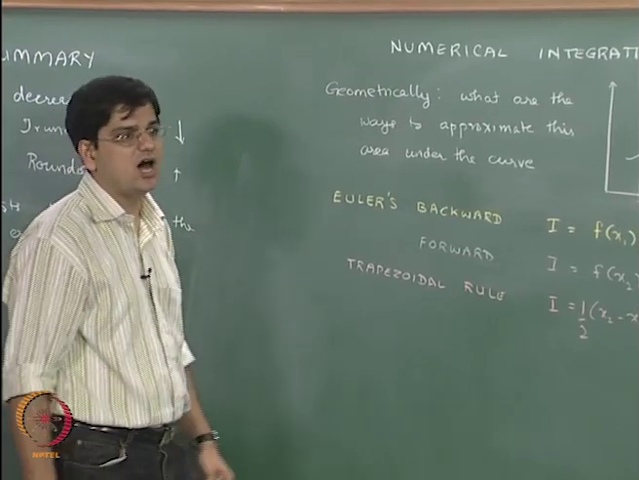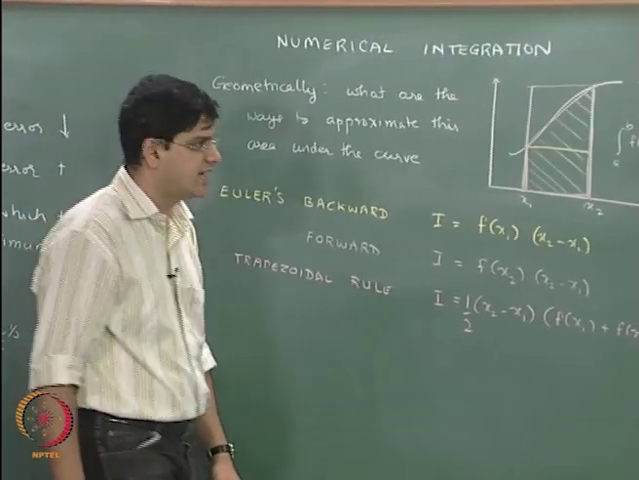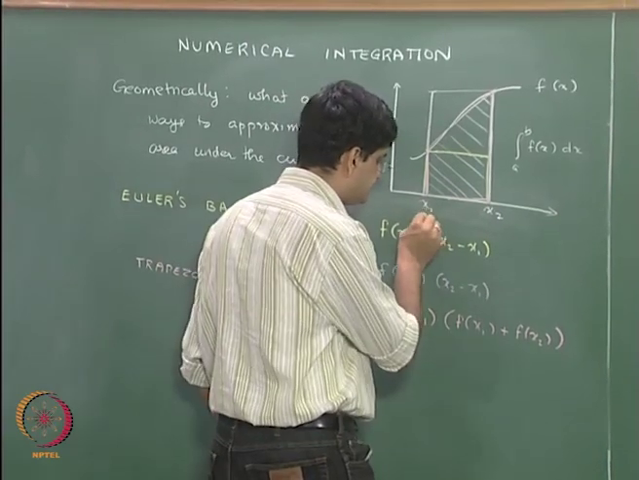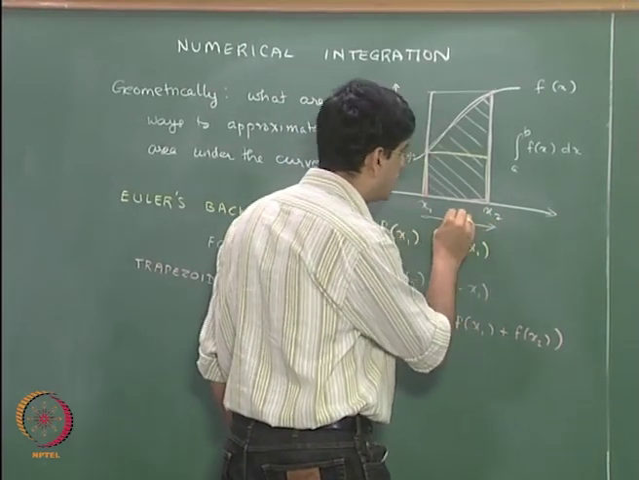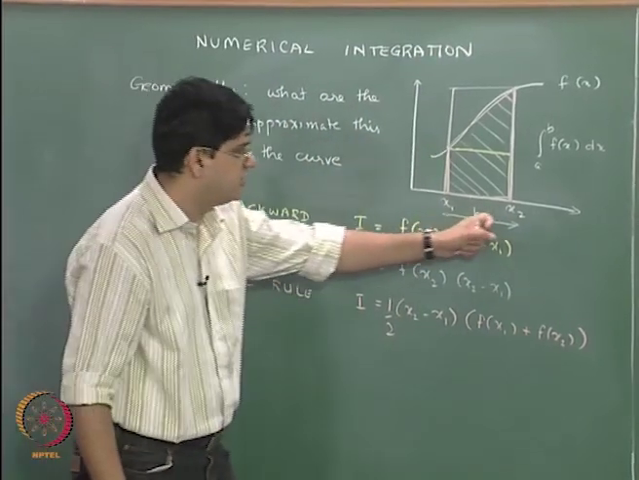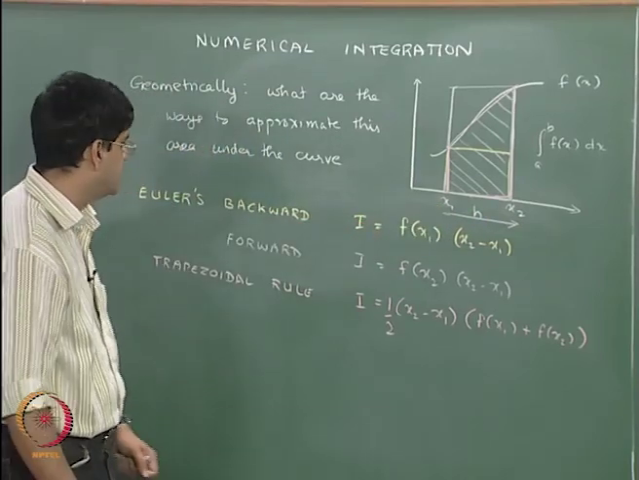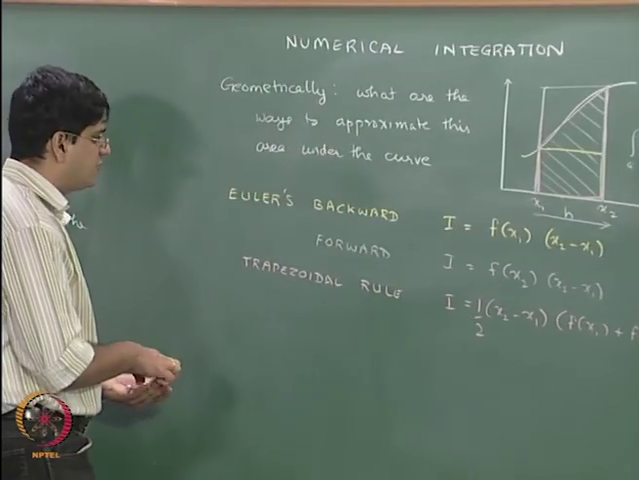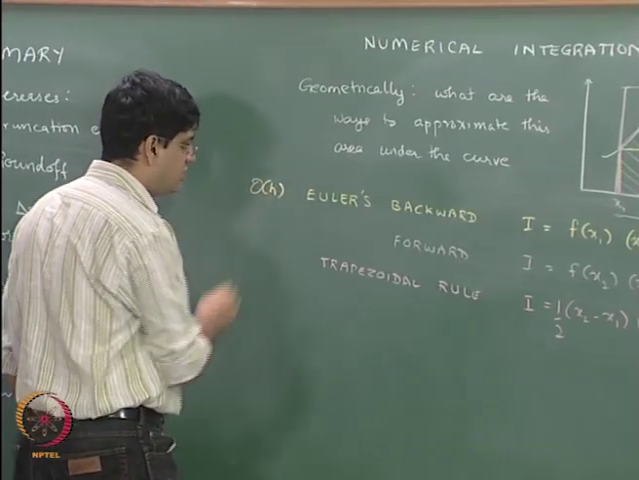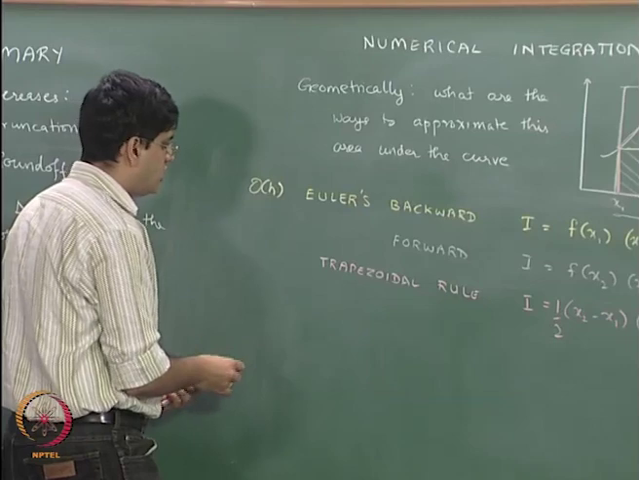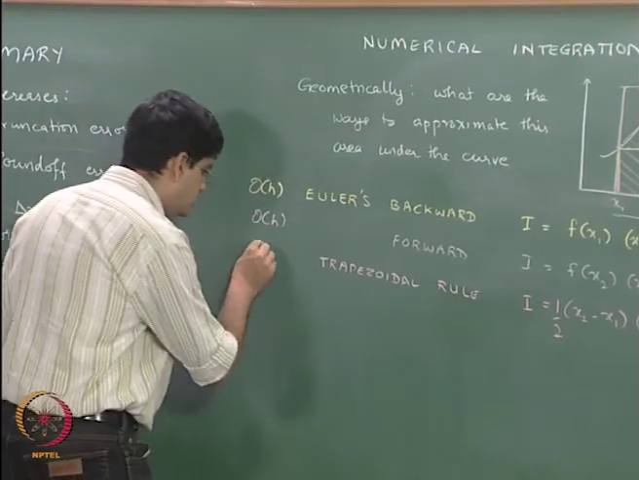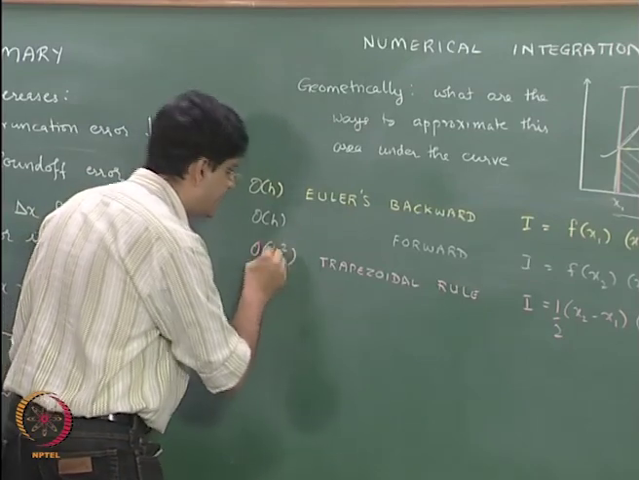These two methods are first order accurate in delta x. If we call this difference delta x, or let us call this, using a simpler notation, h, if we call this particular difference h, the Euler's backward difference method is order h accurate, the forward difference method is also order h accurate, the trapezoidal rule is order of h squared accurate.